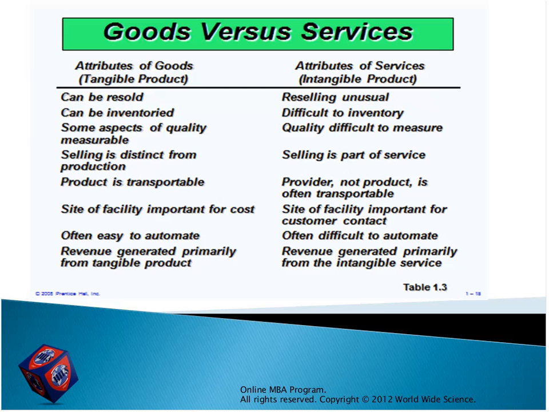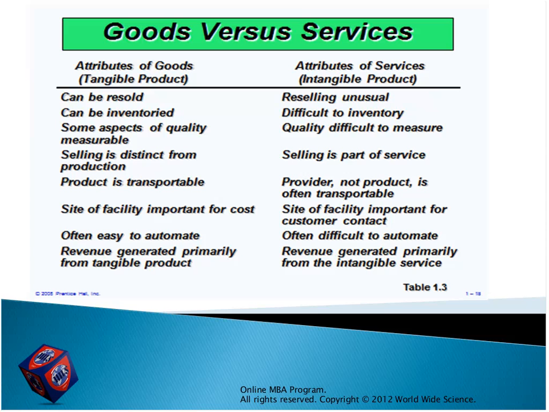The product is transportable. It means that it can be transported by lorry or ship or airplane from one side to other side. But in terms of service, the provider of service is transportable, like a person, like a doctor, like a lawyer, like a teacher, for example. Okay?